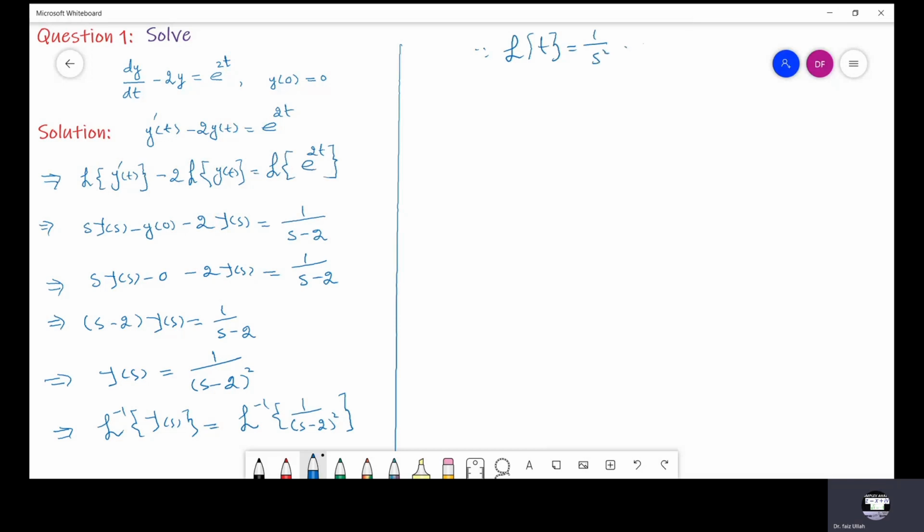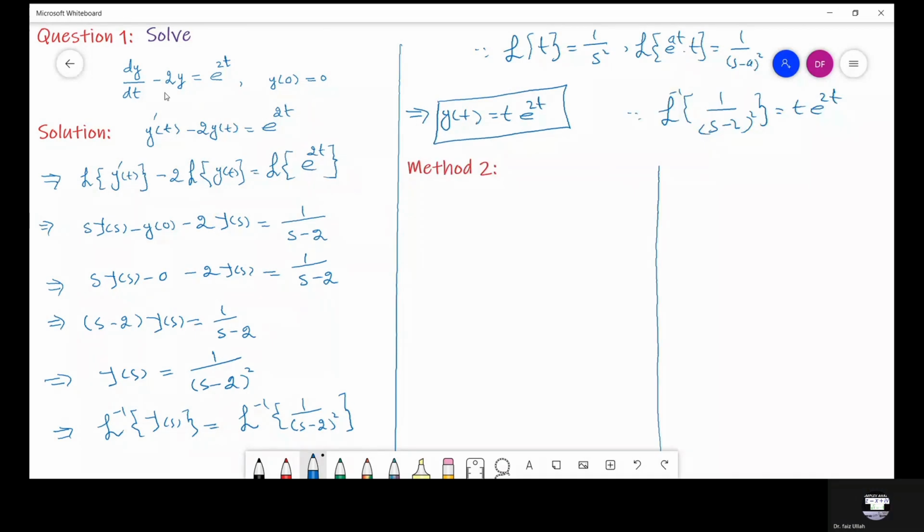Now here, since we know that Laplace transform of t is equal to 1 over s square, and we also know that Laplace transform of e power a t into t can be written as 1 over s minus a whole square, and here a is 2. So therefore from the left hand side we get y of t, which is equal to, from the right hand side, t e power 2t, and that is the required solution.